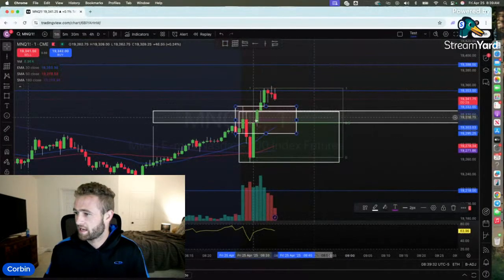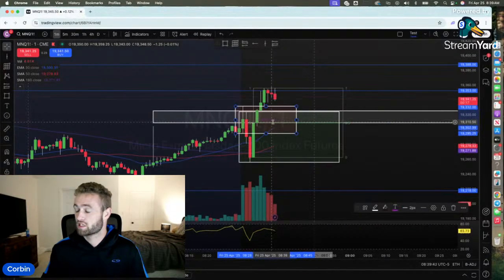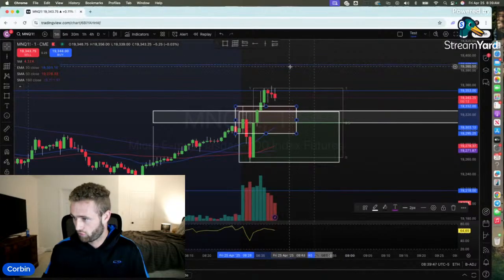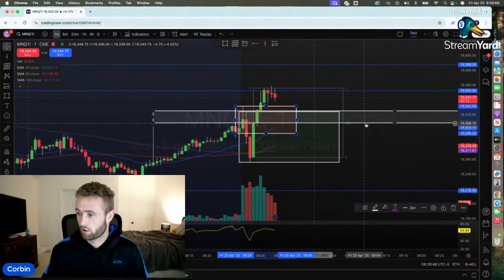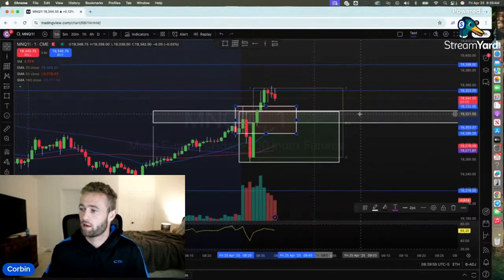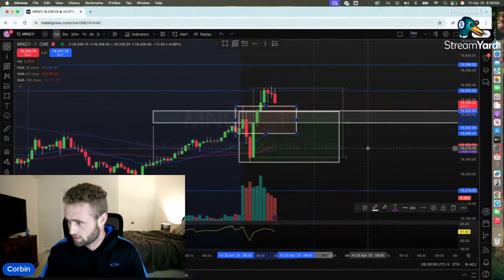Basically, we want to see it enter into these levels right here and respect the levels for a move higher, if we're going to move higher. If we are going to go lower, then I want this to change into a fair value gap or inverse fair value gap to the downside. And so we're just waiting to see if that is what we end up doing.